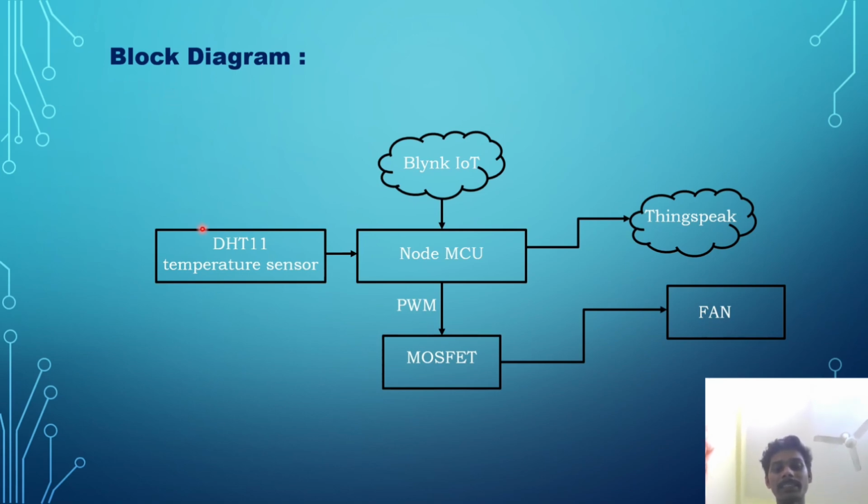The DHT11 temperature sensor is connected to the NodeMCU, the Blynk IoT app is connected to the NodeMCU, the MCU is connected to the MOSFET via PWM, and the MOSFET is connected to the fan, and the NodeMCU is connected to ThingSpeak, and the DHT11 is the room temperature sensor.